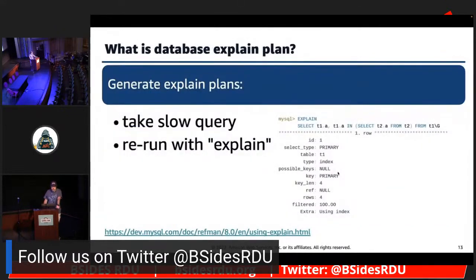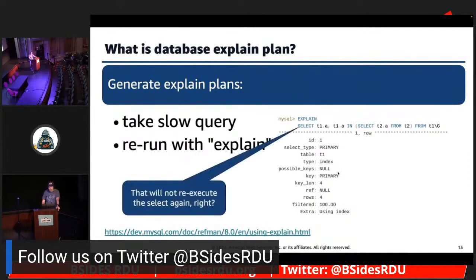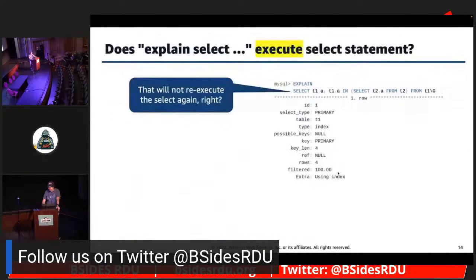To generate an explain plan, what either the DBA or this performance monitoring system will do is take the slow query and rerun it with explain. So we do explain, and then we can see something in the MySQL world like here, right? It's using an index, it's scanning this number of rows, something. But the question is, will it re-execute the select? It will not re-execute the select, because it only needs to take the statistics, right?